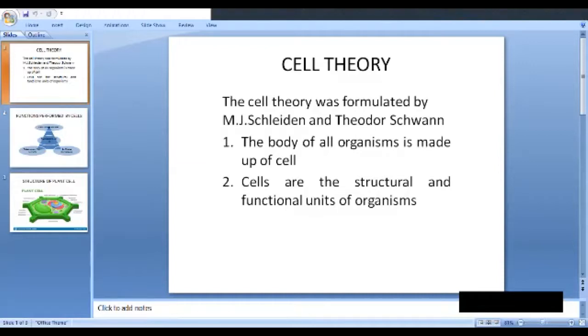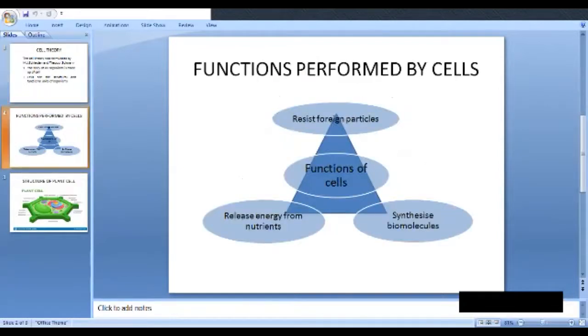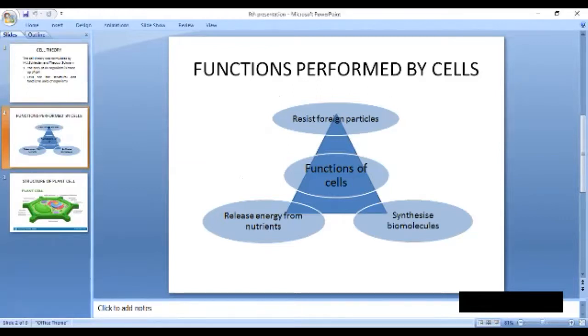Next, we can move to the functions performed by a cell. Here you can see the functions performed by cells. We have already discussed these points, that is, resist foreign particles. What is a foreign particle? Anything that is entering our body and is apart from what is present in our body, like bacteria, virus, whatever it is, is a foreign particle to our body. So the cells will resist the entry of these foreign particles.